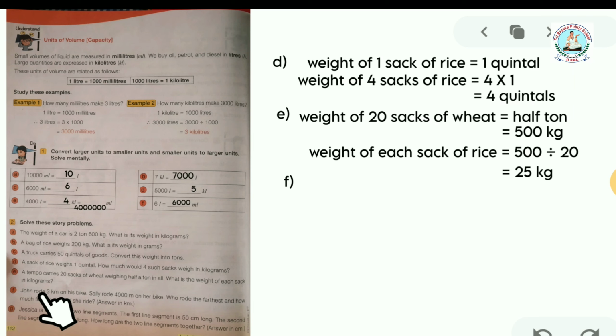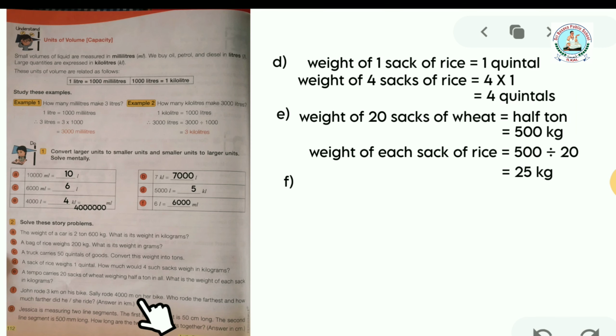John rode. So rode is the past tense of ride. John rode 3 km on his bike, and Sally rode 4000 meter on her bike. Then who rode the farthest, and how much farther did he or she ride? Both of them are riding the bike, but John covered 3 km whereas Sally covered 4000 meter.